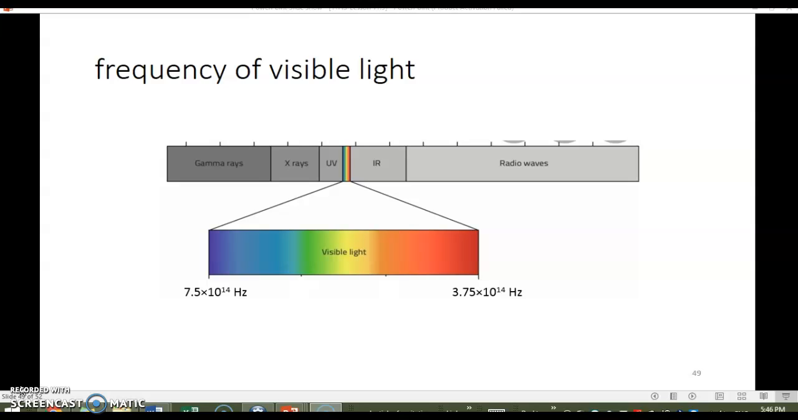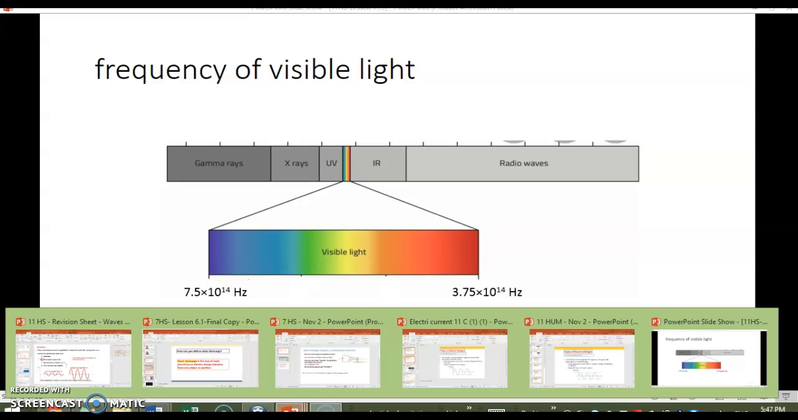And the abbreviation for the visible spectrum is ROYGBIV, where R stands for red, O for orange, Y for yellow, G for green, B for blue, I for indigo, and V for violet. So ROYGBIV is the abbreviation of the visible spectrum in increasing order of frequency, or we can say in decreasing order of wavelength, because the wavelength and the frequency are inversely proportional.